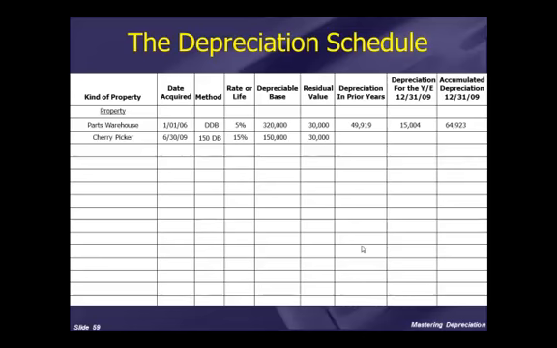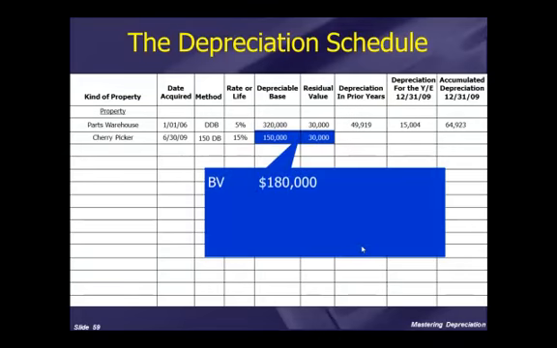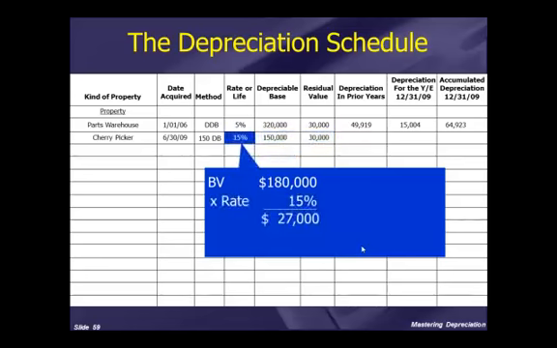All right, so now we're looking at the depreciation schedule again. The cherry picker, the book value is $180,000. That is the depreciable base plus the residual value. We're multiplying it times that 15% rate. That's $27,000.